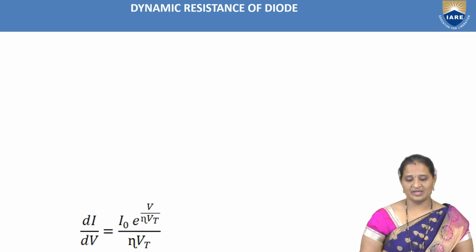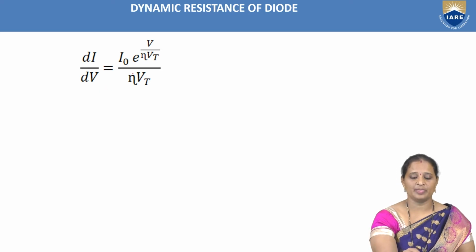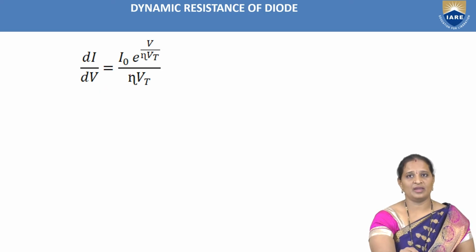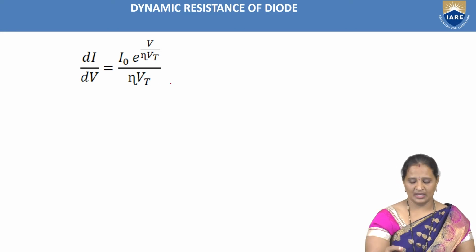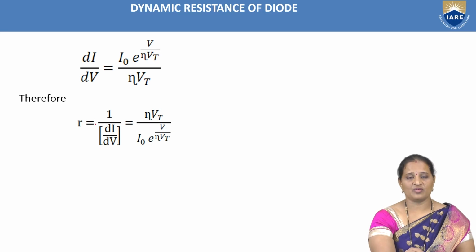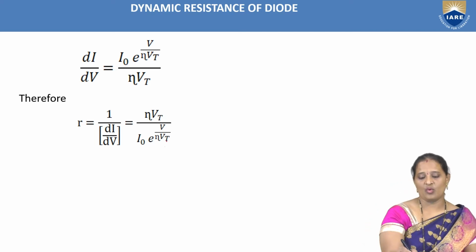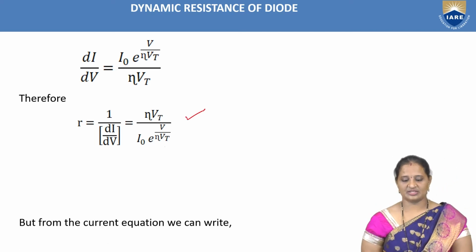Now from this we can write that dI by dV equals I naught into e power V by eta Vt divided by eta into Vt. Therefore, the formula for dynamic resistance, which is the inverse of the slope of the VI characteristic curve, that is 1 divided by dI by dV, equals eta into Vt divided by I naught into e power V by eta into Vt. So this is one formula for dynamic resistance.